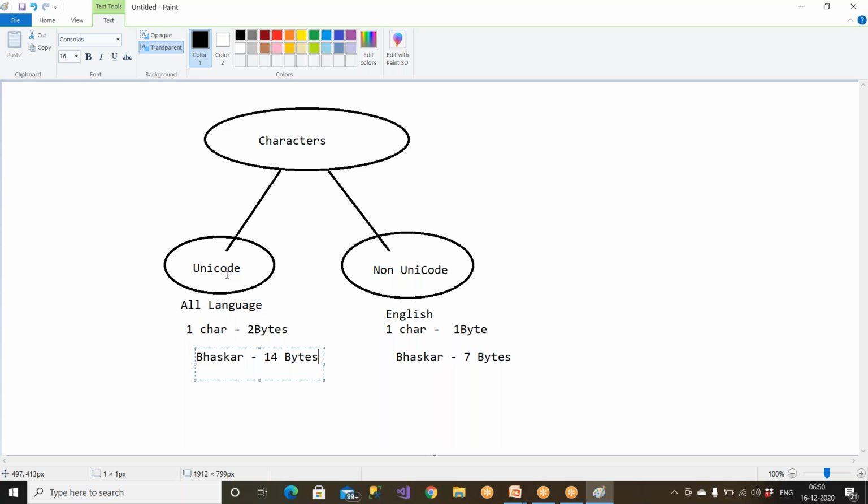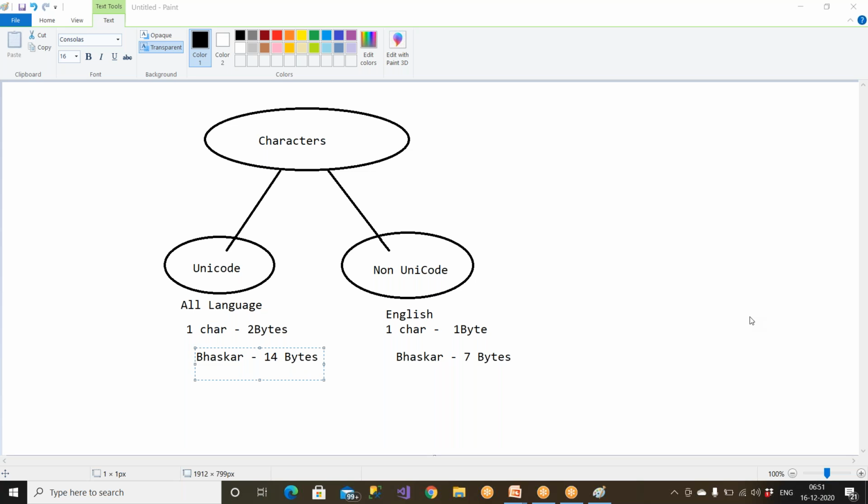Okay, so that is the difference between Unicode and non-Unicode. You need to understand the difference. In many interviews, this question is asked. So we need to understand and try to implement it. Unicode is more recommended nowadays.